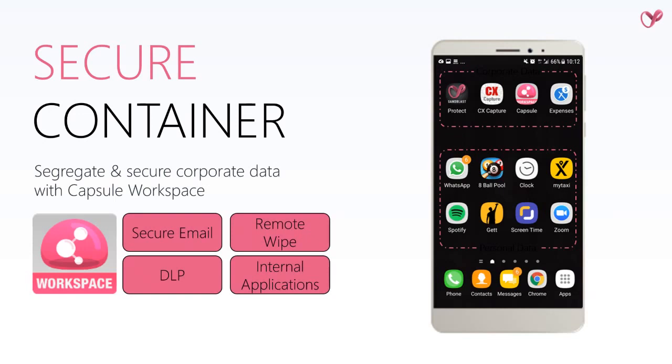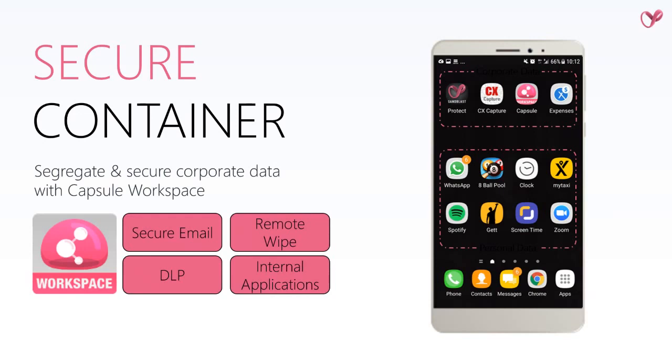So for customers who don't have an EMM solution, we also provide an EMM kind of solution, the MAM kind of solution, mobile application management, which is called Capsule Workspace. What Capsule Workspace will provide is a secure container. Even if you bring your own mobile into the corporate office, it will divide your mobile into two logical parts: one part belongs to business-related data and the other to personal data.